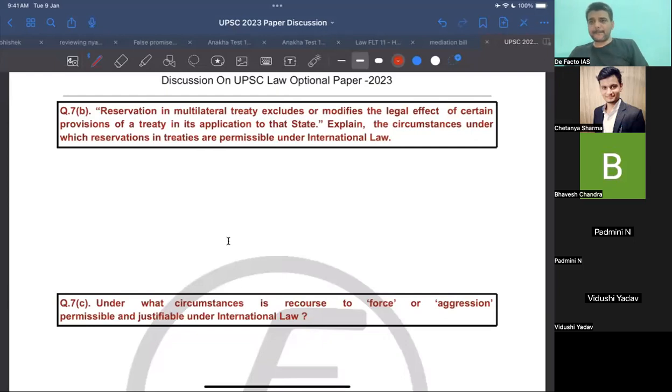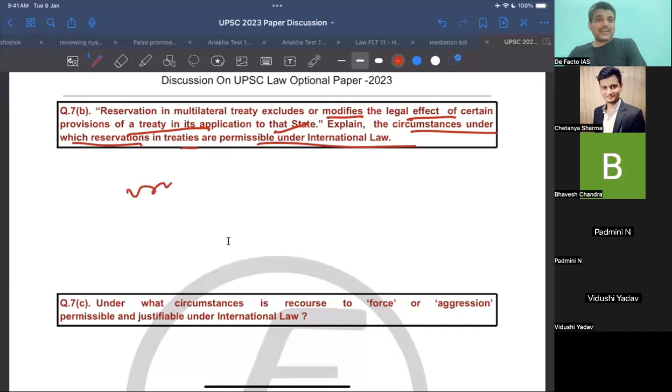7B: Reservation in a multilateral treaty excludes or modifies the legal effect of certain provisions of the treaty in application to that state. Explain the circumstances under which reservations in treaties are permissible.